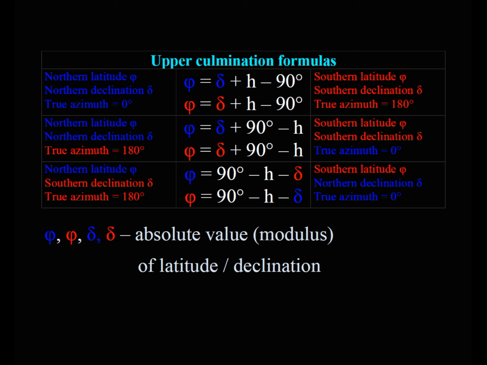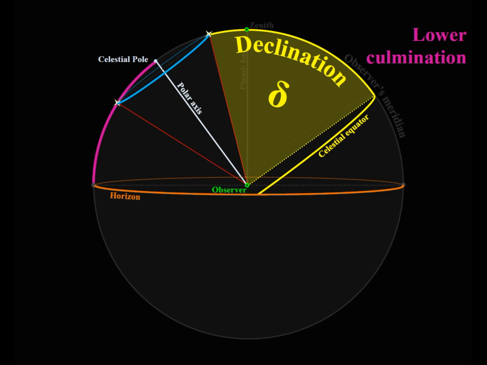If the star does not set below the horizon at a given latitude, then its lower culmination can be observed. At the moment of lower culmination, it is also possible to determine the latitude of the observer.